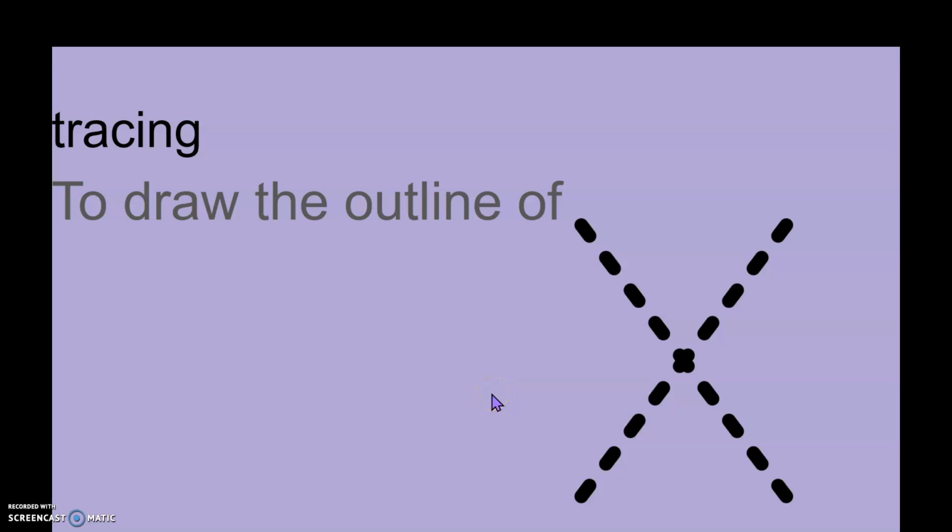Tracing is to draw the outline of. So it looks like I could go like this and trace my X. So it's whenever you draw the outline of it. Sometimes you can put a piece of paper over another piece of paper and trace what is on there. That would be tracing.